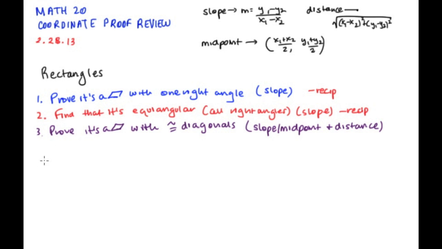And now for rhombuses, which is the other path you can take. This is also kind of the same thing here, but it's a bit different. The first one, you have to prove it's a parallelogram, blah blah blah, but you have to prove that it has two consecutive sides congruent, and this is distance.